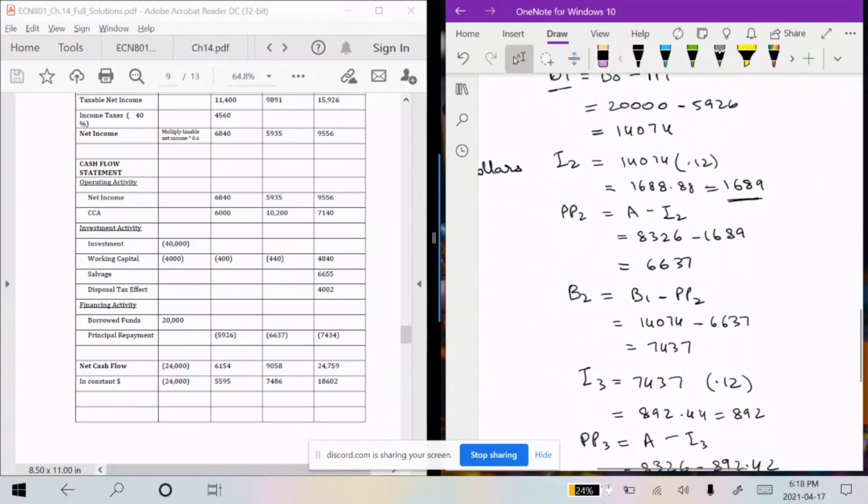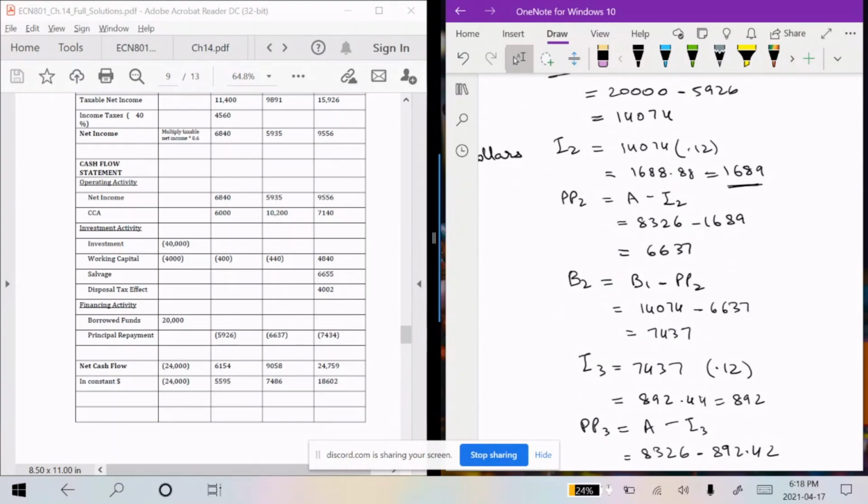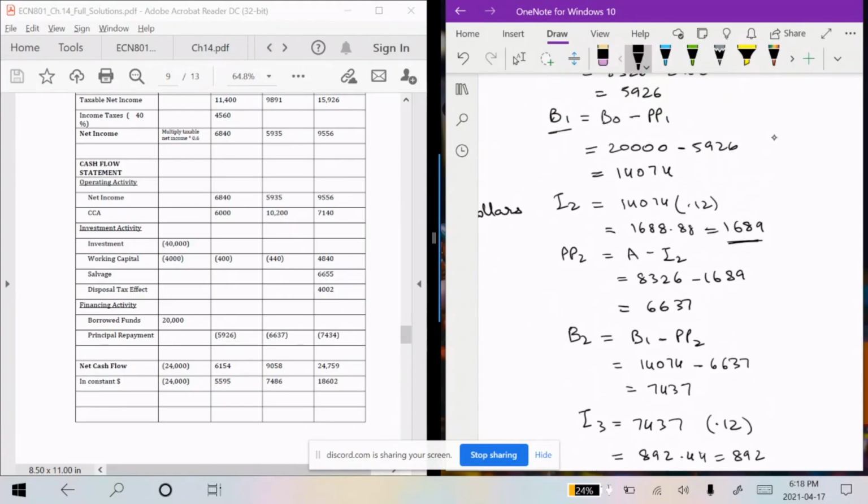Okay. Now the debt interest in the second period, I2, is 14,074 times 0.12, that is the interest rate. You get this by the formula B(n-1) times I. Okay. Then I2 equals 1689 based on this.